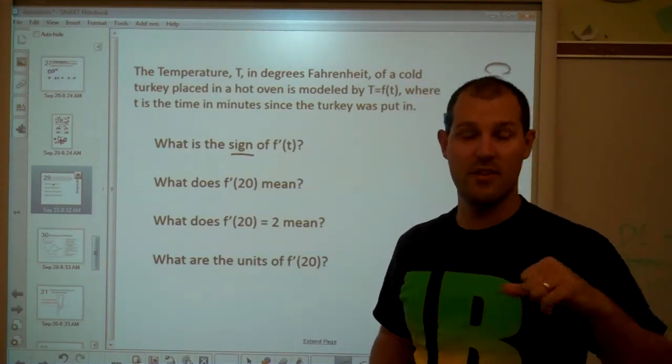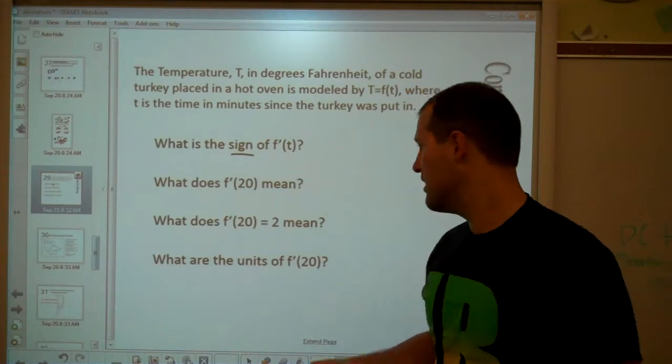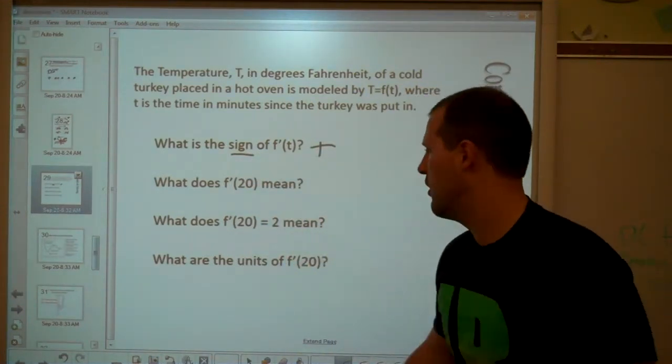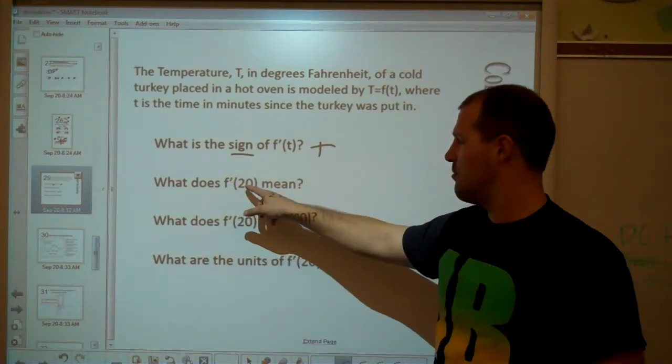Well, it depends on your oven. If it's decreasing, then you need a new oven. It should be increasing. Okay, so what's the sign of that? Positive, because the turkey's warming up. It's getting warmer. Okay, what does f prime of 20 mean?